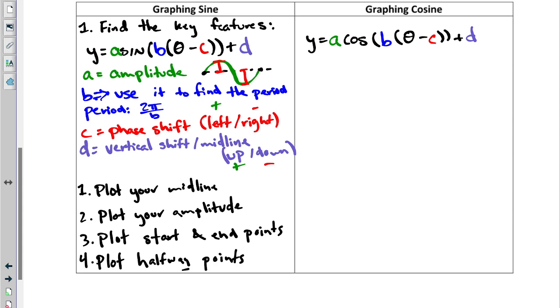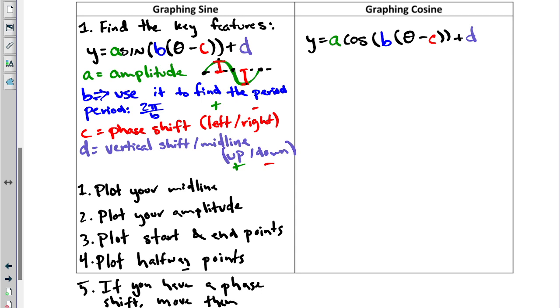Your halfway point of your period is in the middle, directly on the midline. And then you go up and down. Okay. And then step 5 is if you have a phase shift, shift those points. At least that's the way I like to do it. A phase shift, move them.